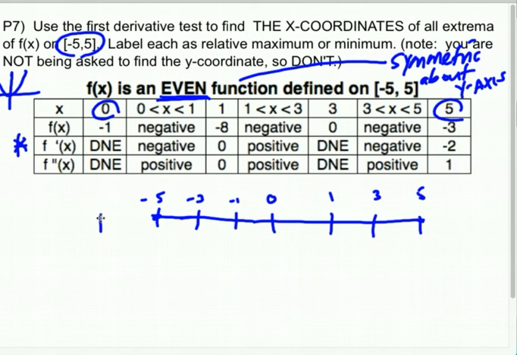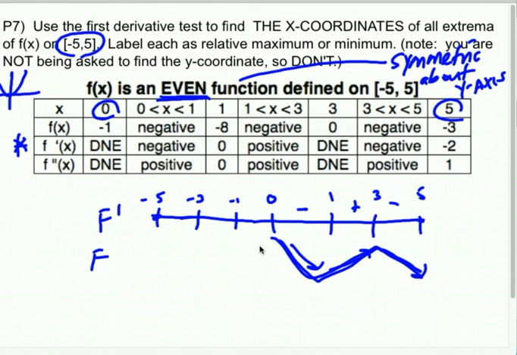So if we were to look at f prime, here's what we know. From 0 to 1, f prime is negative, meaning that f is going down. Then from 1 to 3, f prime is positive, meaning we're going up. And then from 3 to 5, f prime is negative, meaning we're going down. So it's going to do exactly this same zigzag on the other side. It's going to look like this, down, up, down. See how that's symmetric? This is my axis of symmetry.